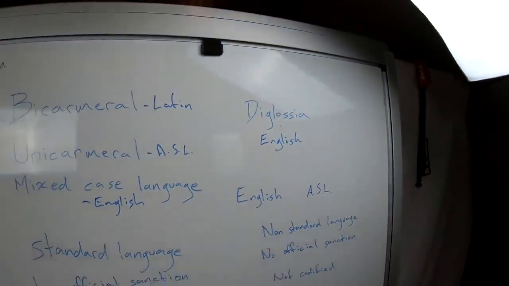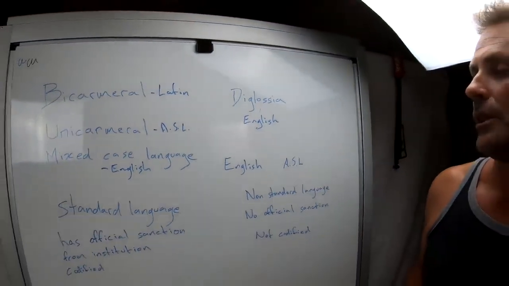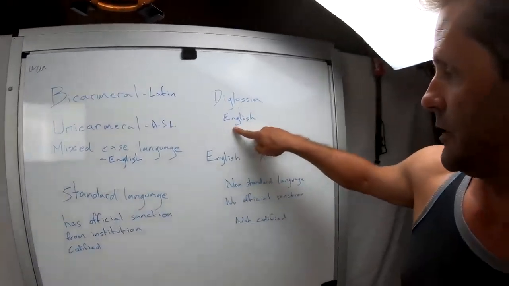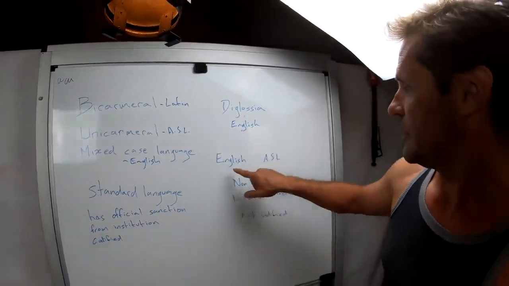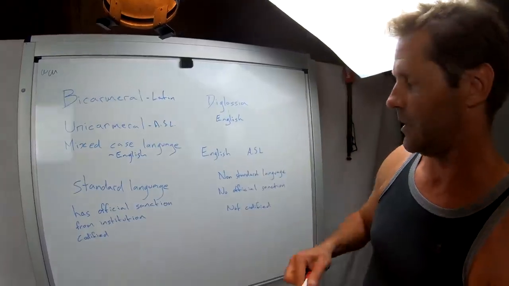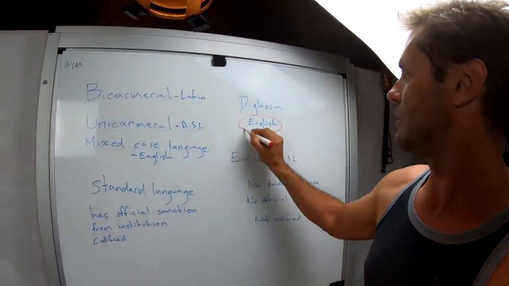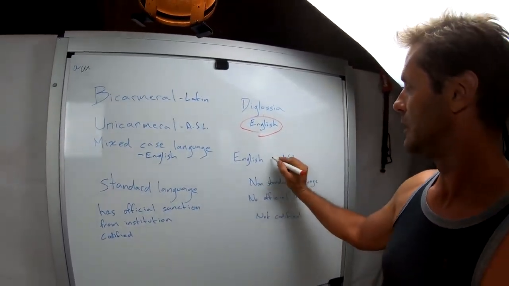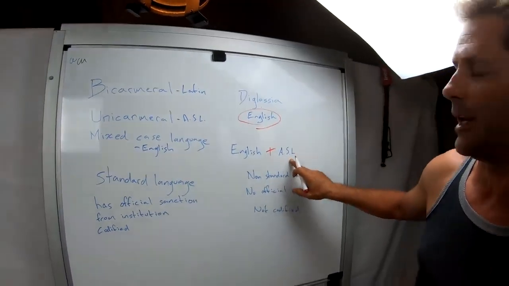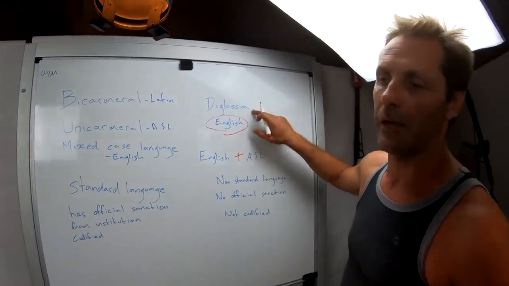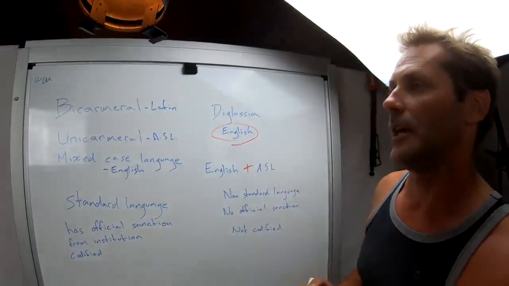So what we've got now is, if we come over here to Diglossia, Diglossia is speaking in two languages, Di two, Glossia tongue. So what they've done is they've mixed English and ASL. So we think it's all English, we think this is what we're speaking in, but actually it's English plus American Sign Language. So this gives you a diglossic language.